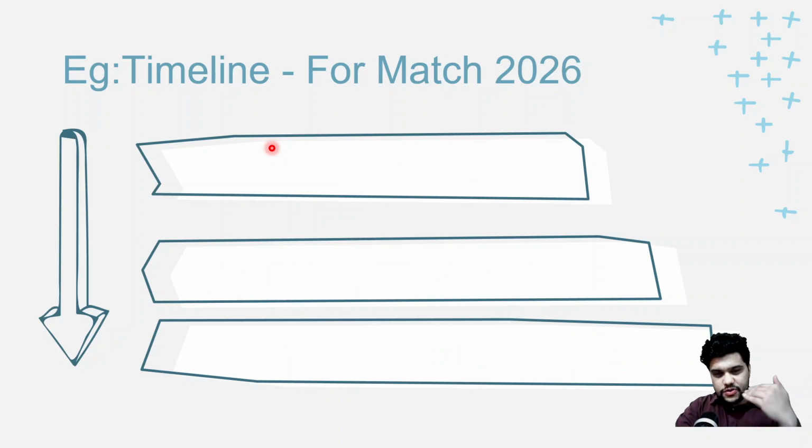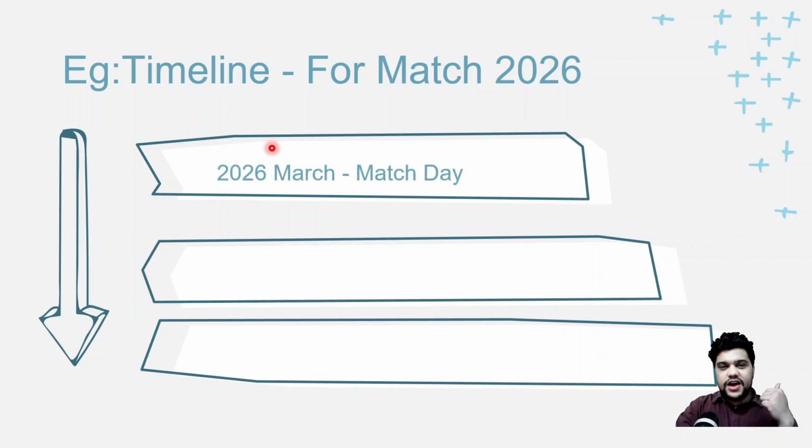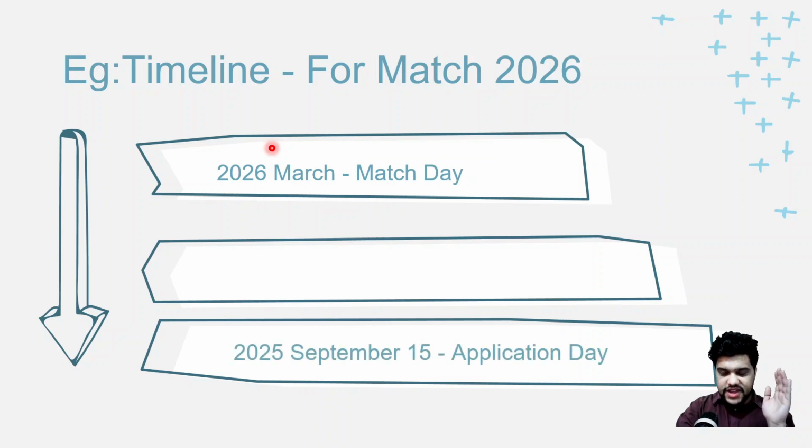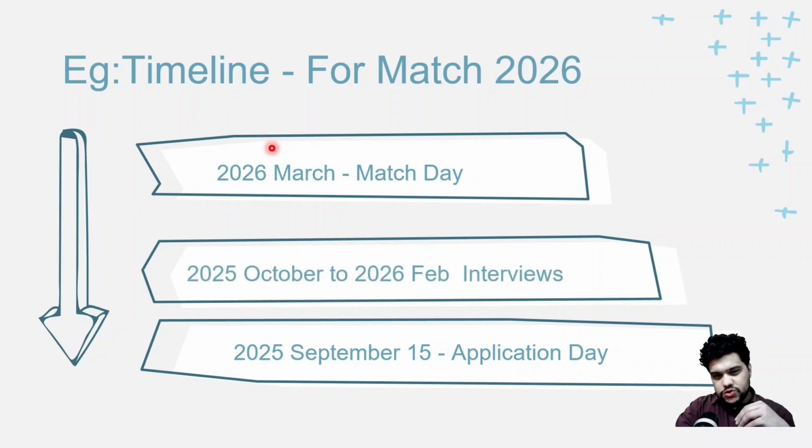to that deadline. Let's say you're planning for the match 2026. So March 2026 will be your match day. Subtract 1 year. So when will you have to apply? That would be on September 15, 2025. You'll apply then, and from September and October 2025 to February 2026 will be your interviews, and then you will get your results whether you matched or not in March 2026. So keep this timeline in mind and then work forwards.